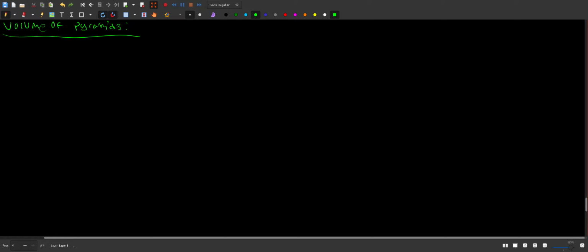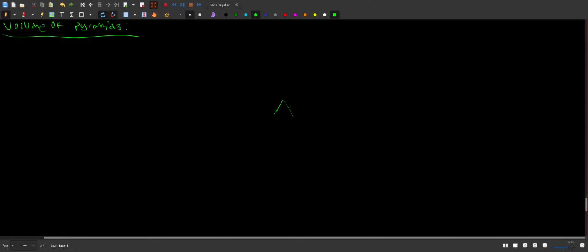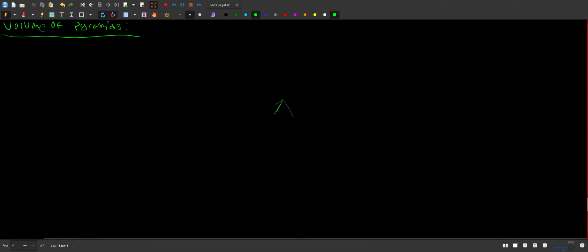Okay, so say we have a 3-sided, so we have a little pyramid. And please don't mind my really bad drawing.